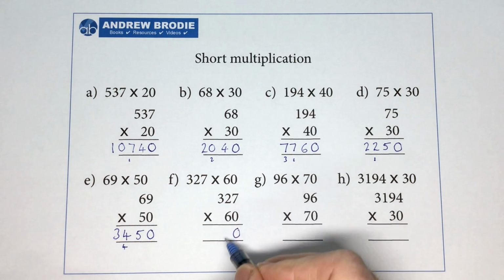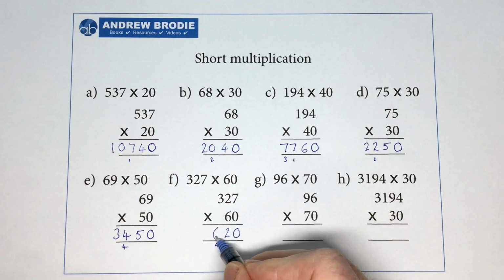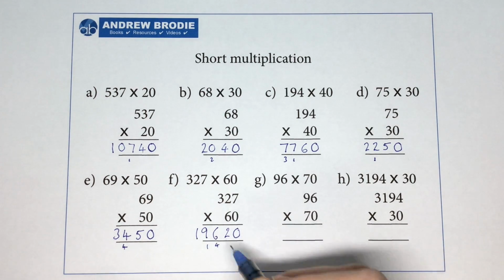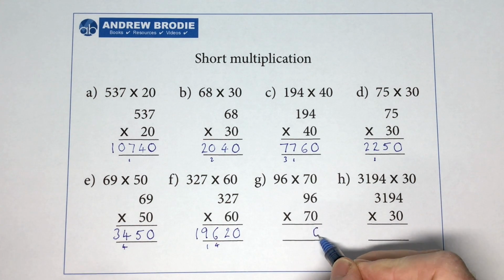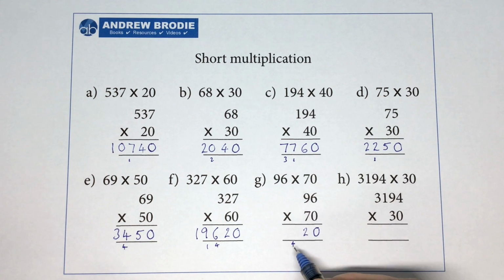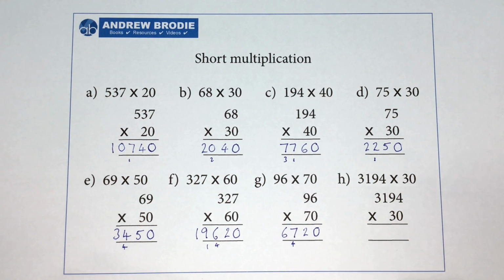Put the 0. 7 times 6 is 42. 2 6s are 12. Add 4 makes 16. 3 6s are 18. Add 1 makes 19. 19,620. 0 in the units. 6 times 7 is 42. 9 times 7 is 63. Add 4 makes 67. 6,720.